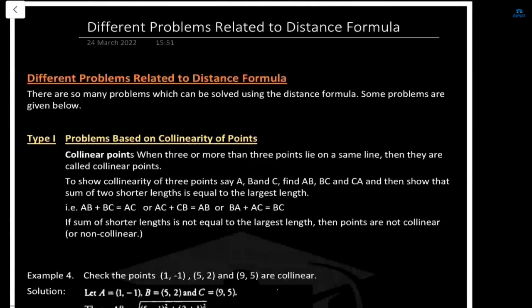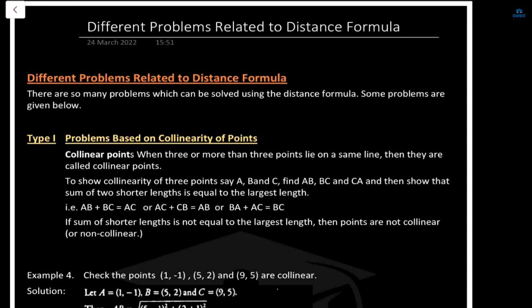Now the different types of problems that are related to distance, where you are going to use the distance formula, or which type of questions you can get in your examination related to the distance formula. The first type of problem where you're going to apply the distance formula is the problem based on collinearity of points.